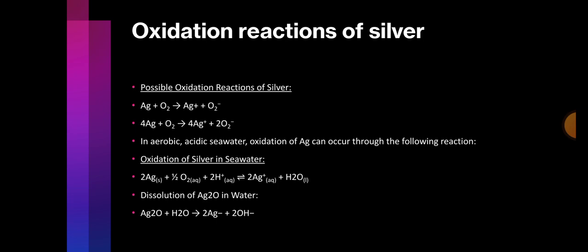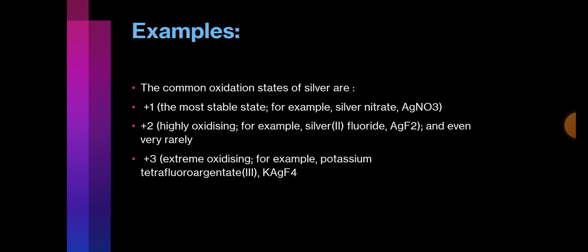This is a solution of silver oxide ions in water. Ag2O plus water will give us 2 silver ions plus 2 hydrogen ions. The common oxidation states of silver are plus 1, the most stable state, for example, silver nitrate, AgNO3; plus 2, highly oxidizing, for example, silver difluoride, AgF2; and even rarely found, plus 3, extremely oxidizing, for example, potassium tetrafluoroargentate, KAgF4.